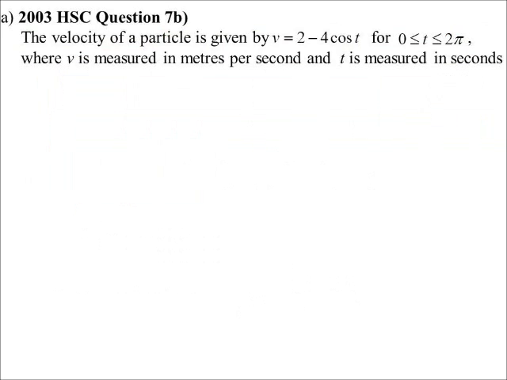Let's have a look at some that have appeared over the years. 2003, they've given us a velocity equation this time. So we've got a velocity time equation, 2 minus 4 cos t.